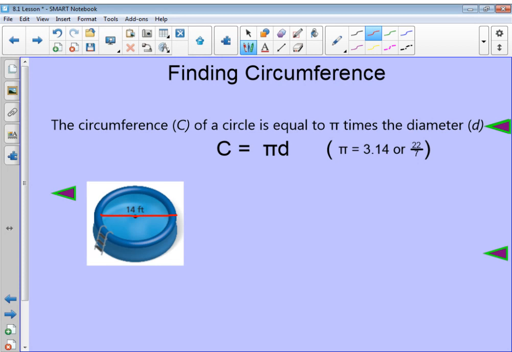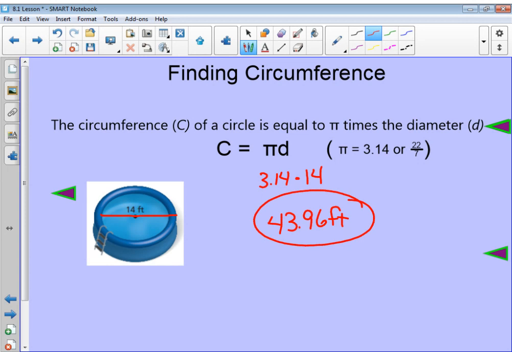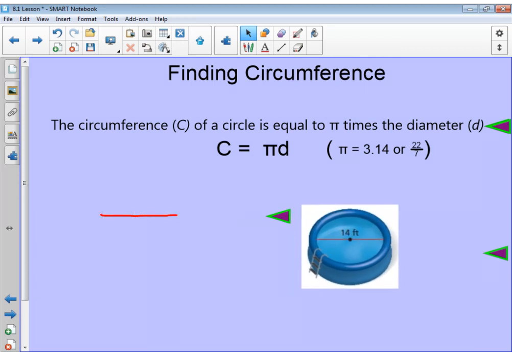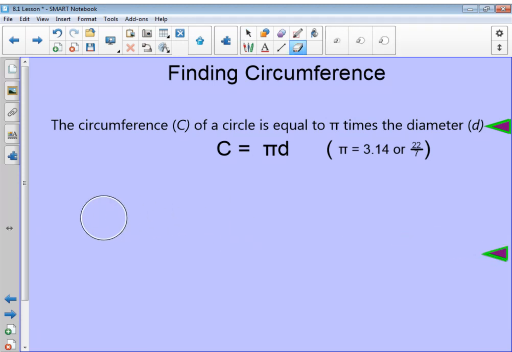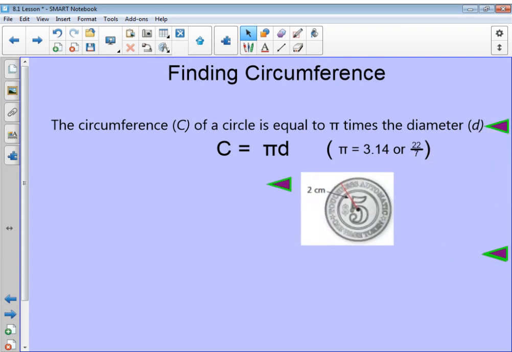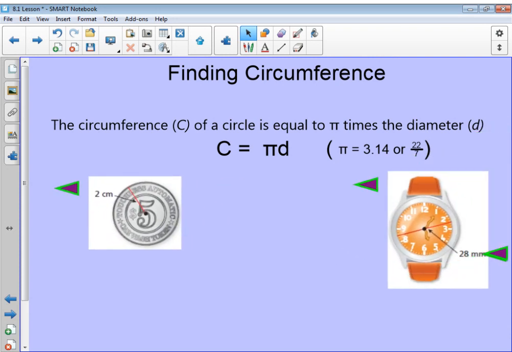It's 14 feet. So pi is 3.14 times our diameter, which is 14. Okay, so if I punch in on my calculator 3.14 times 14, that's going to give me 43.96. And then my units was feet, so I would just write feet behind it. Once again, make sure that you're using the diameter, not just whatever's given. That's the most common mistake: if they give you the radius, a student will just use the radius.